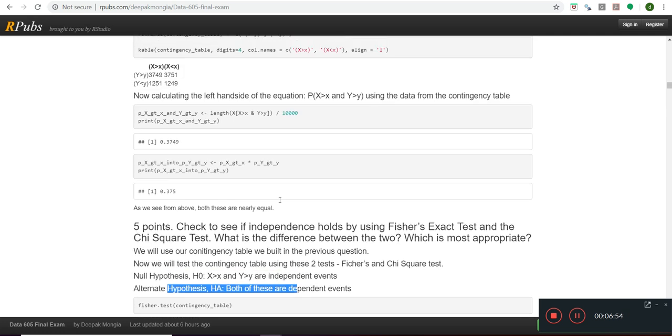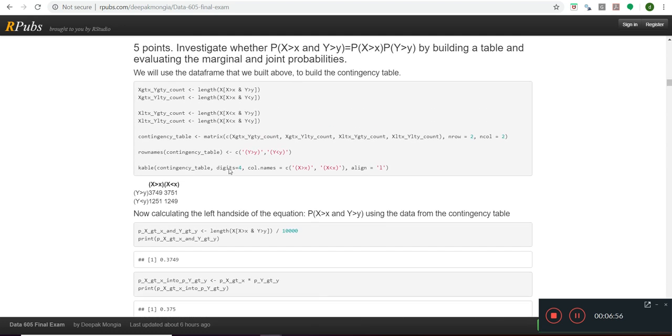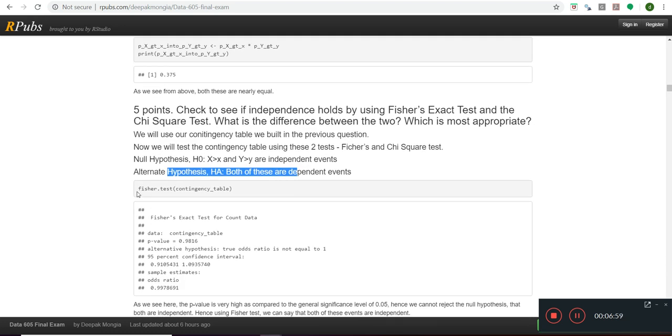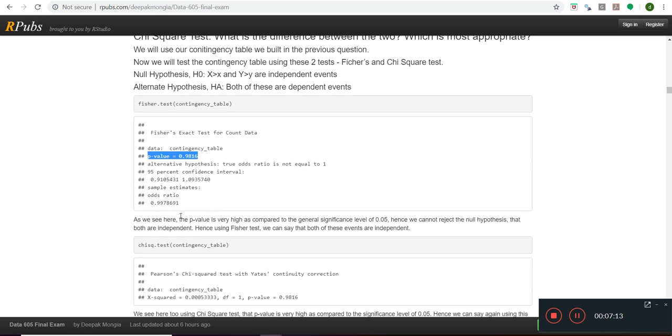Now the contingency table that we created in my previous question, we'll use that, and we'll use the straight formula Fisher test in R, and when I run this formula, it will give us the p-value, which is of importance to us. Here the p-value is very high as compared to our normal significance level of 0.05. So that means we cannot reject the null hypothesis that both the events are independent. So hence we can say using the Fisher test that both of these events are independent.